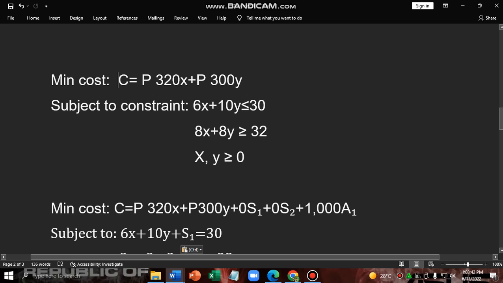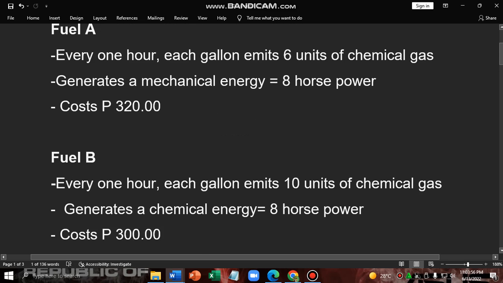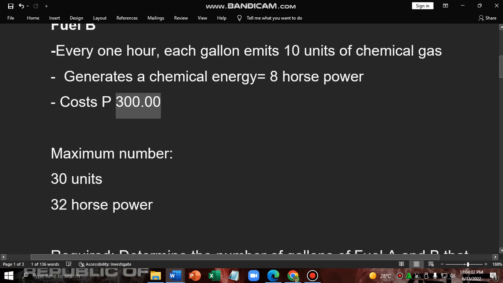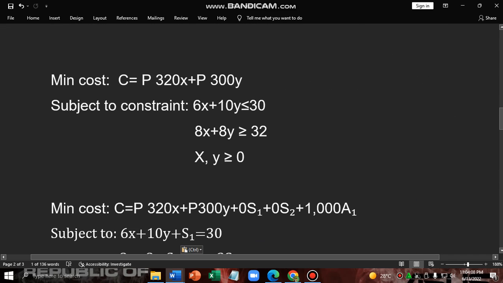So C is equal to 320X plus 300Y. X is fuel A, Y is fuel B. If we go back up, the 320 is the cost of fuel A, and the 300 is the cost of fuel B. So 320X, because the cost of fuel A, represented as X, is 320. For fuel B, the cost is 300. So 320X plus 300Y.